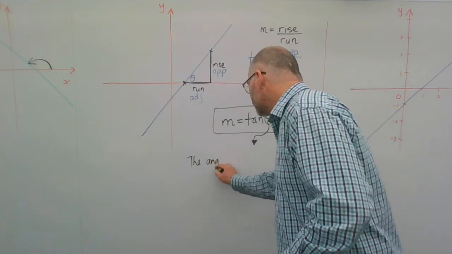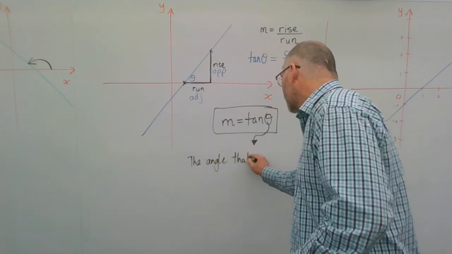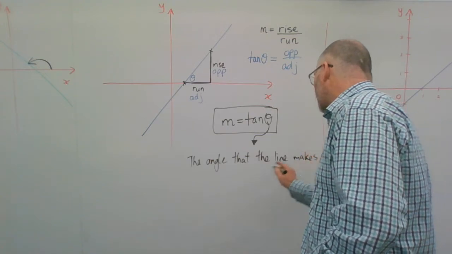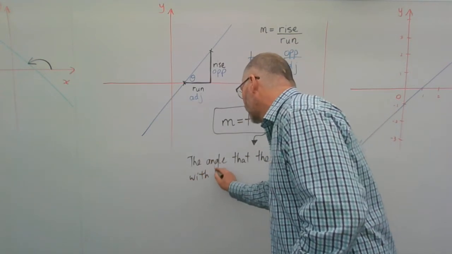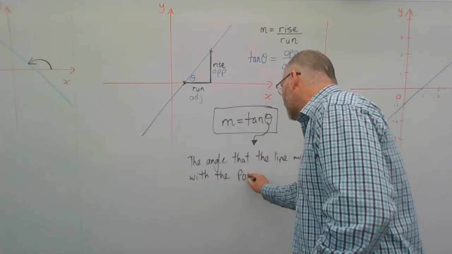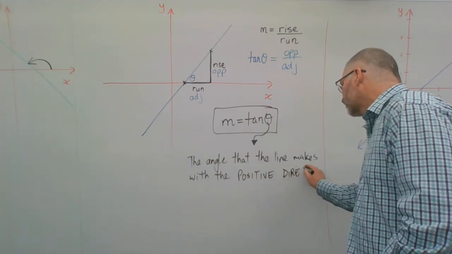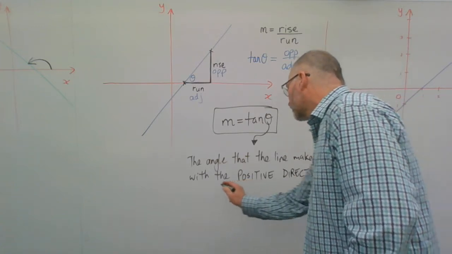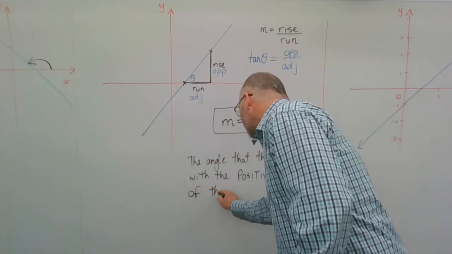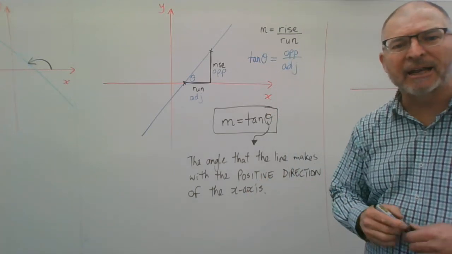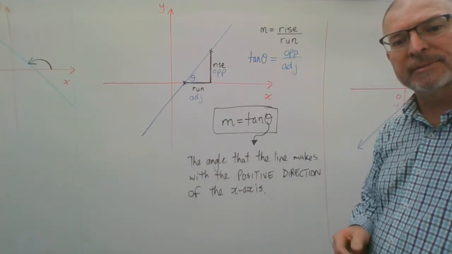Angle that the line makes with the positive direction of the x-axis. And that angle unfolds going anti-clockwise.